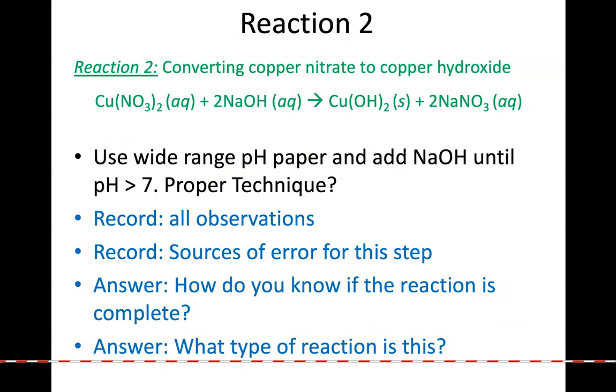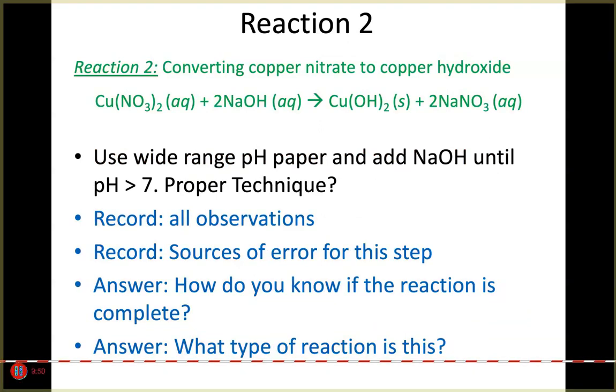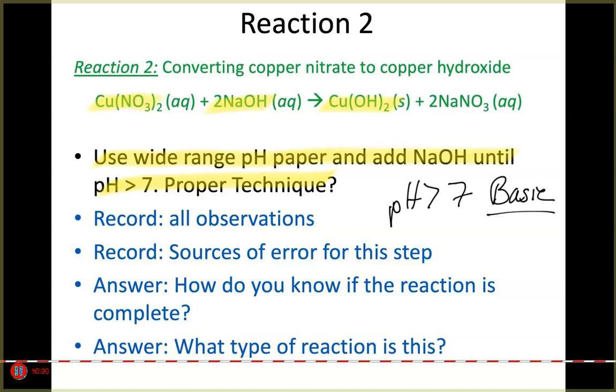Reaction 2, again, I don't want to waste your time because we've already kind of gone through this in terms of the cycle, but there's our product from the first reaction, and what we'll immediately do is react it with something else to produce the product that I want, which is copper hydroxide. When we do this, we would usually check the pH of the solution. When you have a pH greater than 7, it means the solution is basic. What do I mean by that? It has a high concentration of hydroxide anions in it.